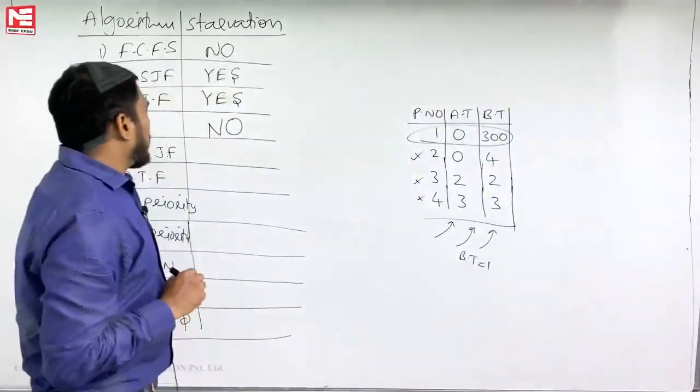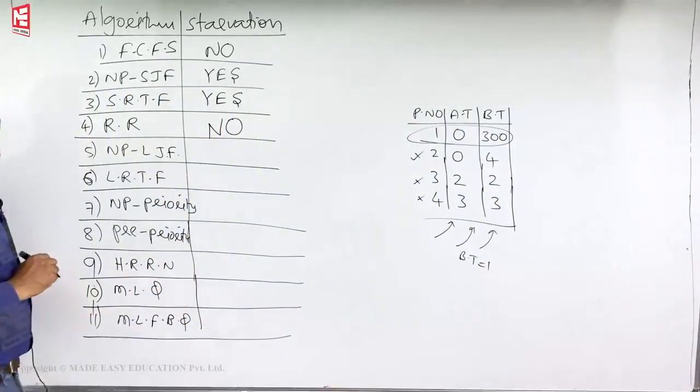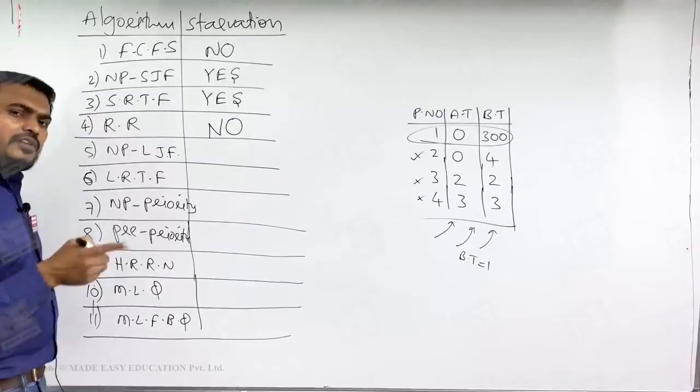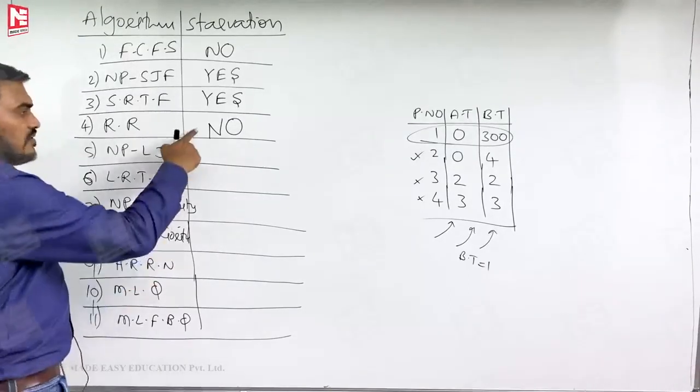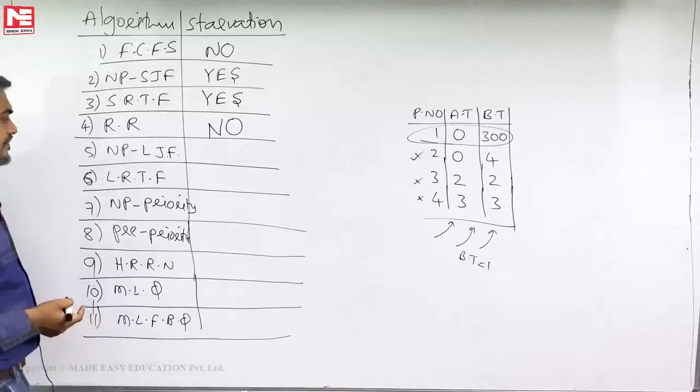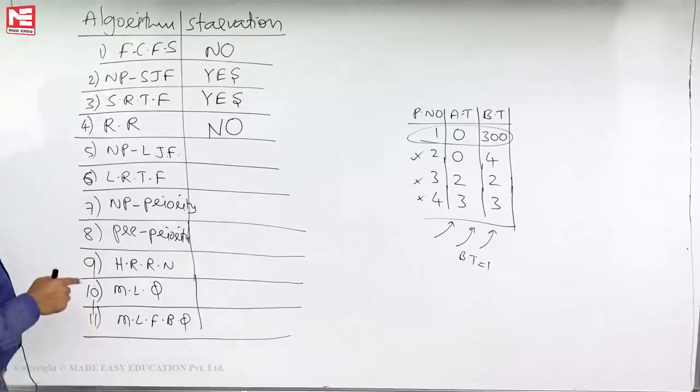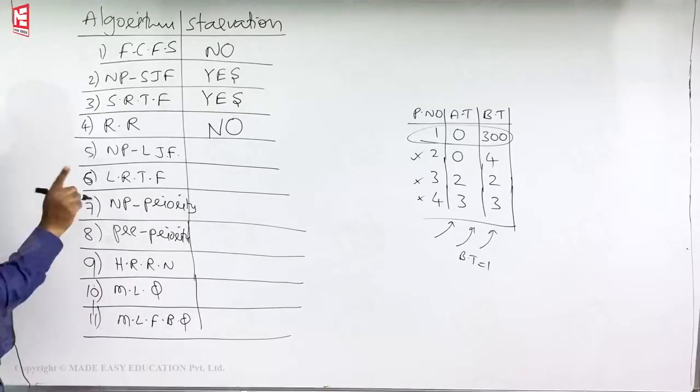So you are scheduling the process with arrival time only. According to arrival time only, you are placing the process in the ready queue. So there is no starvation here. Next, 5 and 6 we'll discuss later.